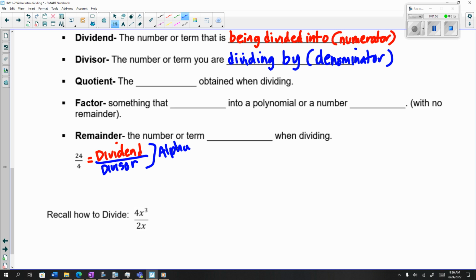And then what we divide and the answer we get is called the quotient. So 24 divided by 4 equals 6, right? So that's the answer, the quotient. The answer to a division problem is called a quotient. The answer we obtain when dividing. So these are all vocabulary we're going to be throwing around this unit. So you got to know dividend, divisor, quotient. Specifically, divisor and quotient are more common and popular than the dividend.